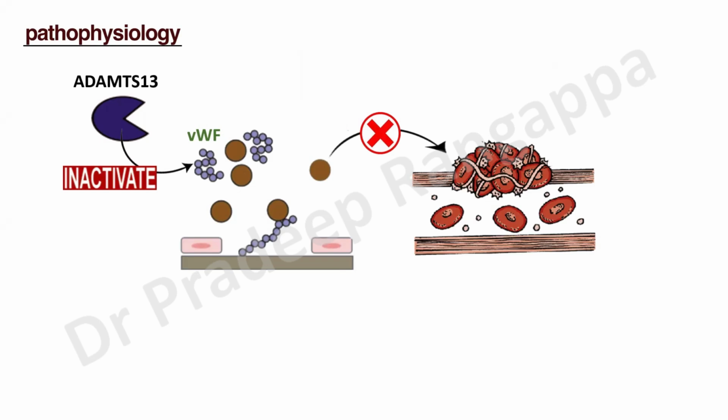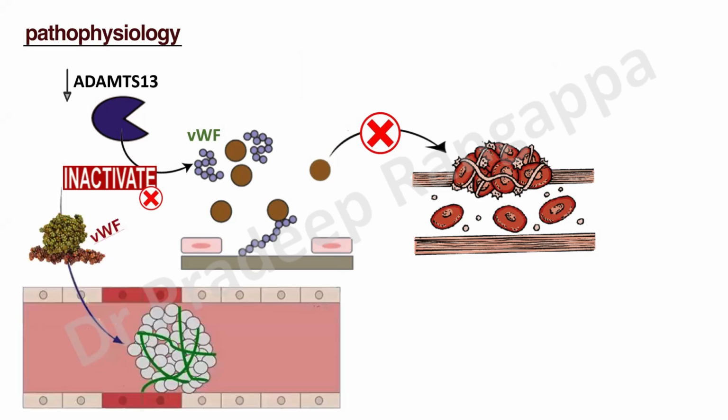In any patient where ADAMTS13 is deficient, this whole process of cleaving and inactivation of von Willebrand factor does not happen, and clot formation can tend to happen. Because there is no cleaving, these large von Willebrand factor multimers accumulate in the blood and form clots in the circulation. That's why it's called microangiopathic hemolysis with clot formation.